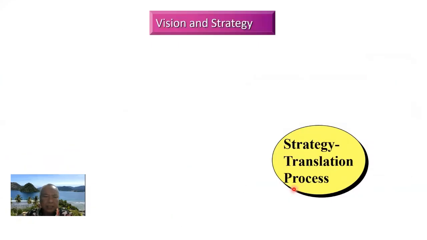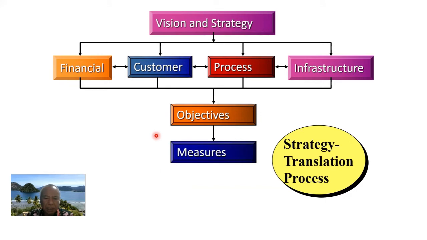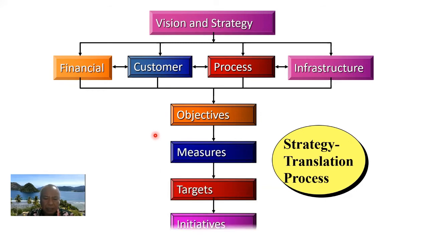And then this is the way to translate strategy to operational measures. So we can see the link. From vision and strategy, we translate into four perspectives if you are using the strategic based responsibility accounting: financial, customer, process, and infrastructure or learning and growth. Then we set the objective for each perspective, then the measures, then the targets, and then the initiatives to achieve the targets. So we call this the strategy translation process.